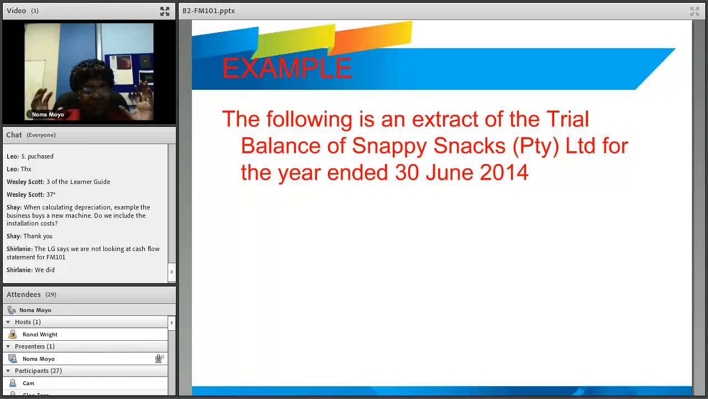We are going back now to our adjustments. The following is an extract of the trial balance of Snappy Snacks Limited for year ended 30 June 2014.